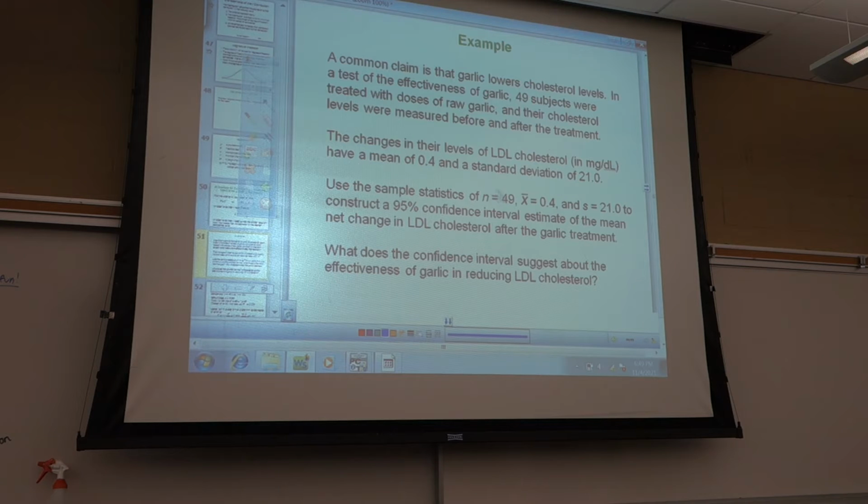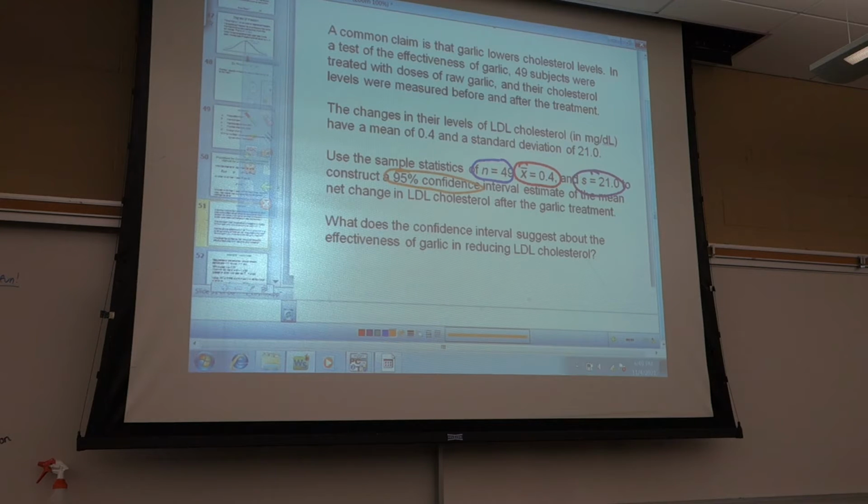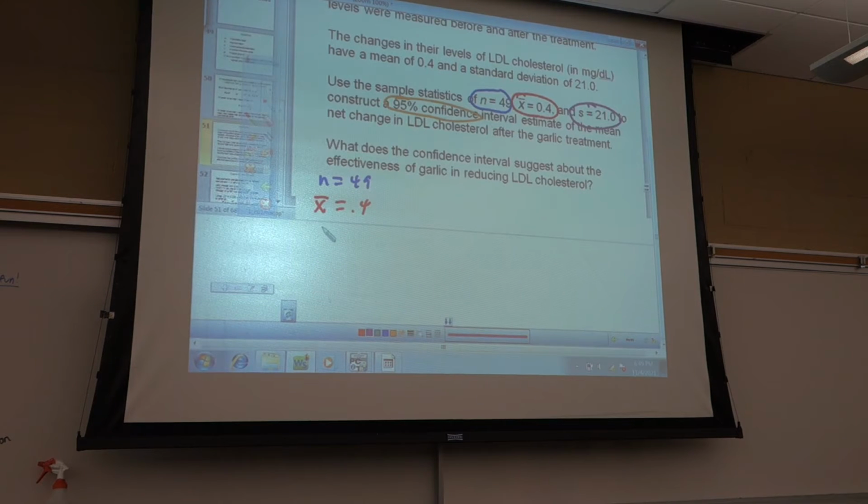All right. So I have my n is 49. My x bar is 0.4. My s is 21.0. My confidence level is going to be 95%. So here I've got n equals 49, x bar equals 0.4, s equals 21.0, and I need to find my critical value. If my n is 49, it means my degrees of freedom is what? 48.